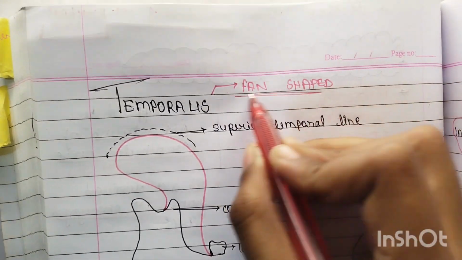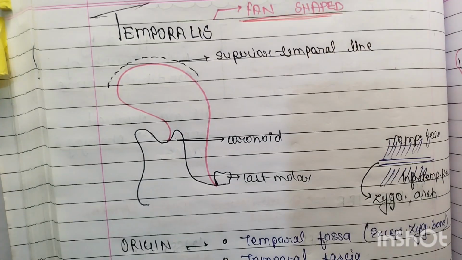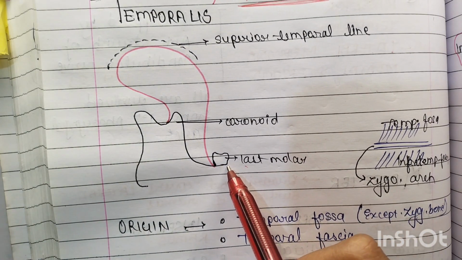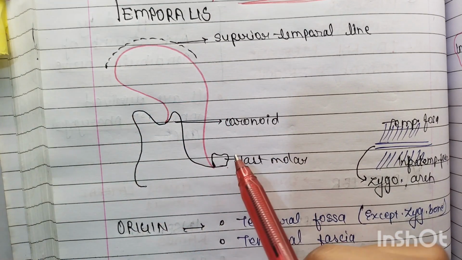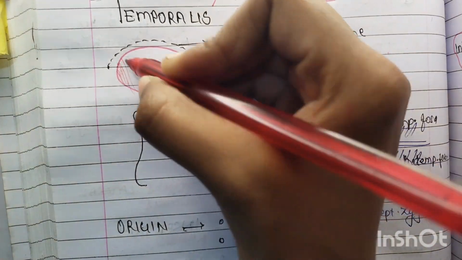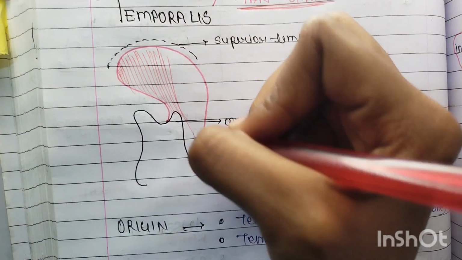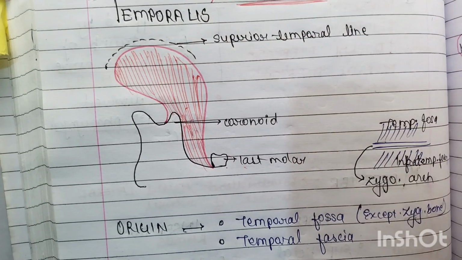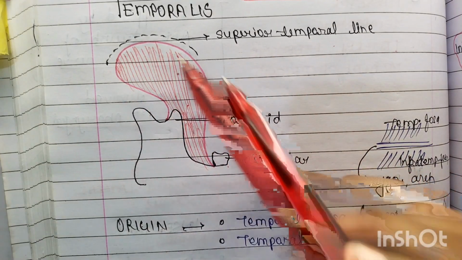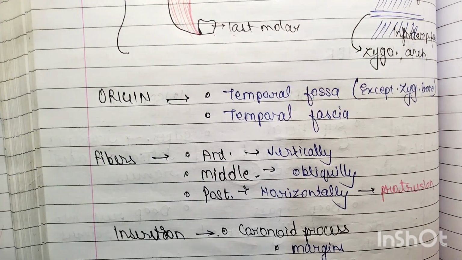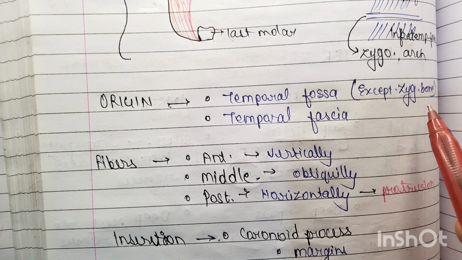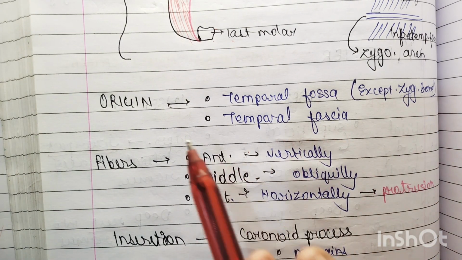Next, coming to the temporalis. Temporalis is fan shaped, you have to remember this. Here you can see the mandible, the last molar, and the temporalis muscle. This temporalis muscle has the superficial temporal line, and this is your coronoid process. If we talk about its origin, it originates from the temporal fossa, except the zygomatic bone. The temporal fossa and the temporal fascia are the origin.